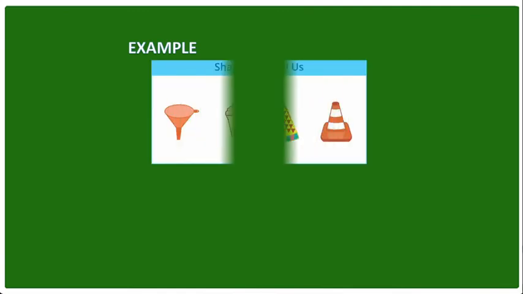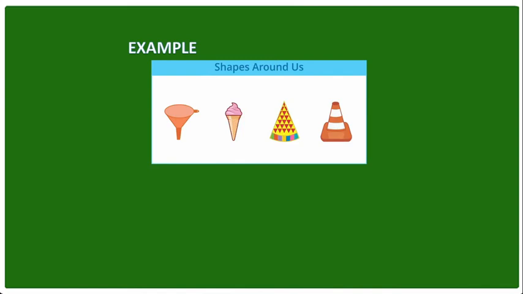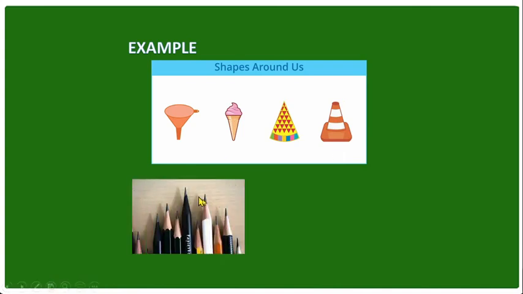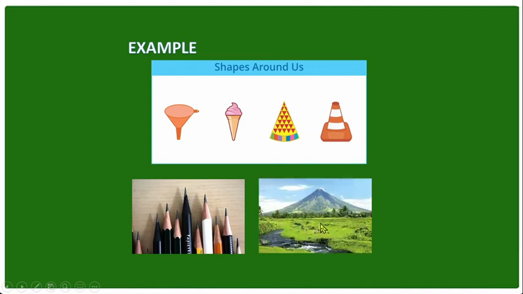So here are some examples of objects that resemble the solid figure cone. We have the funnel, the ice cream cone, the birthday hat, or this, which we usually see along the road. It resembles a cone shape. The tip of the pencil, when you sharpen it, is cone shaped. Then the perfect cone, Mayon volcano, which is found in Albay.